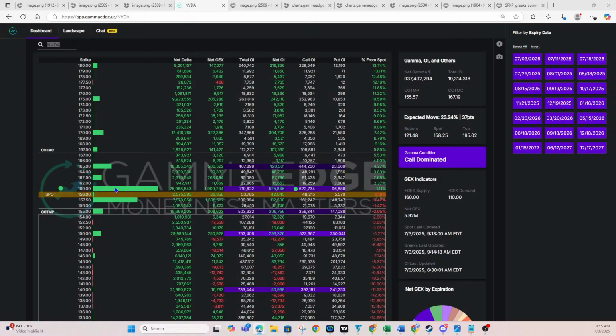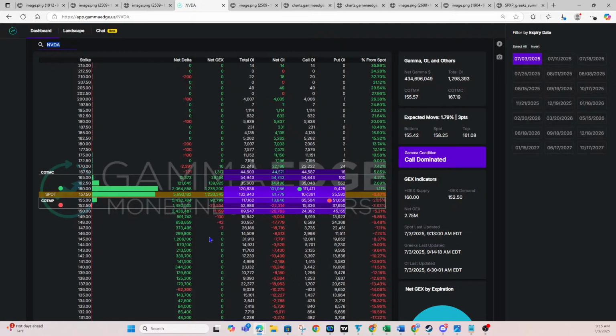Obviously, that would most likely be a cap on price unless we see the structure continue to advance. You see 165 up there, a significant amount of net delta. So if we do get through 160 and the structure advances, 165 would most likely be that next level. Just a large amount of call domination above and below spot price, so any pullback on that would be an opportunity to get involved in NVIDIA.